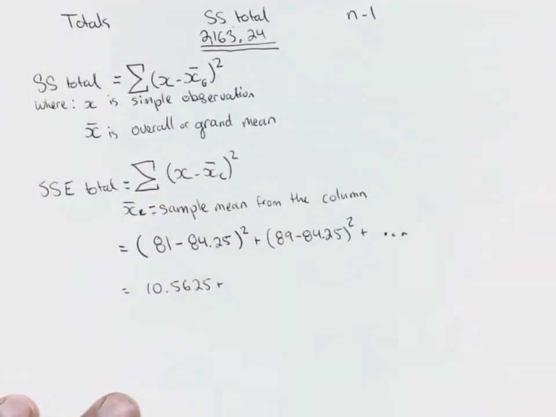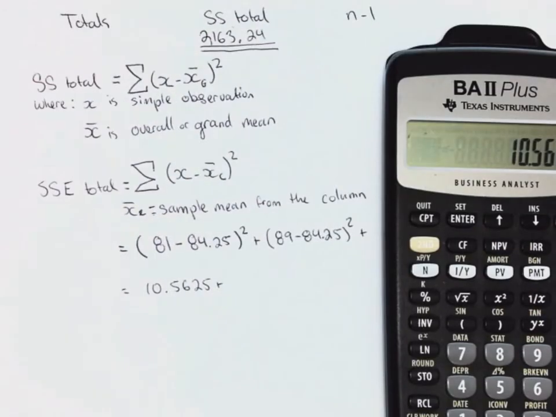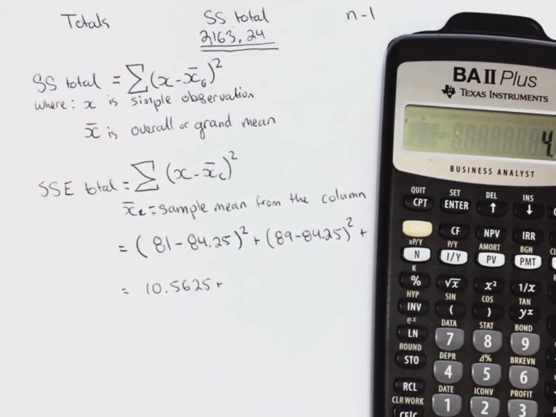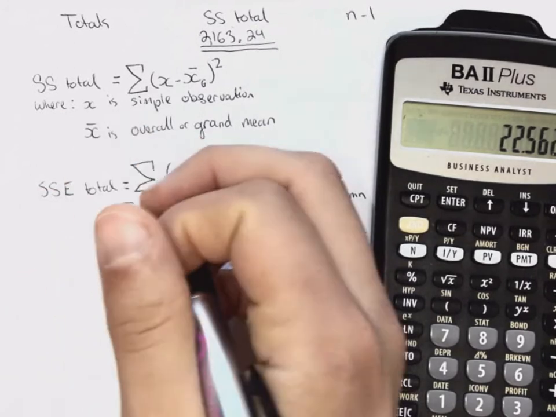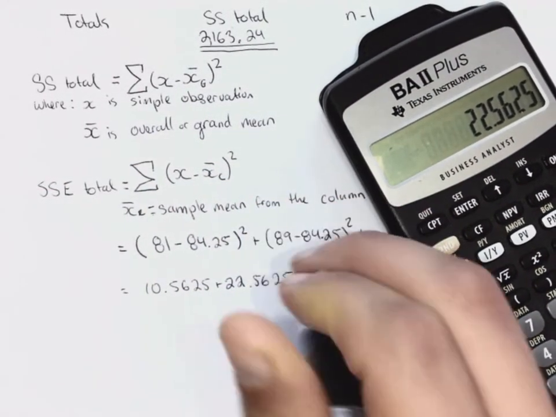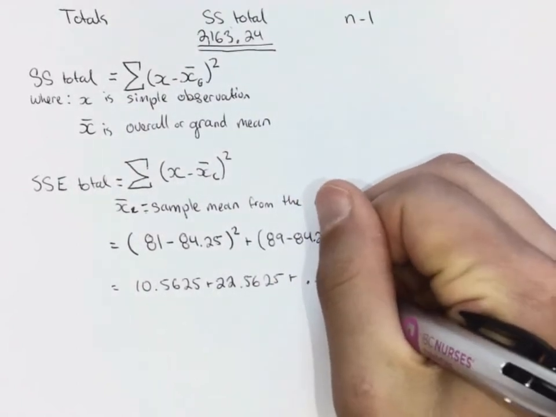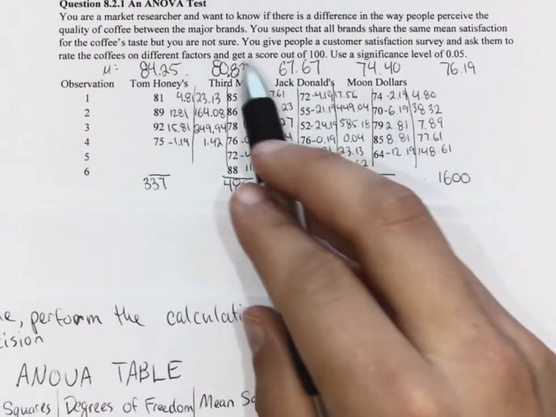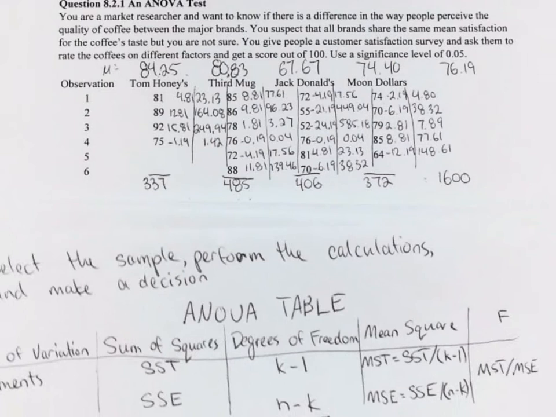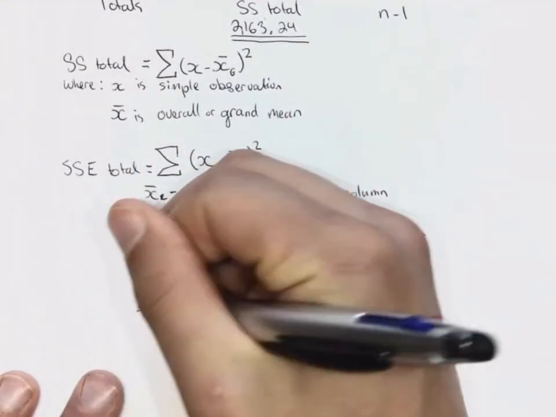10.5625 plus here our second observation, right? Our second observation, 89 less 84.25, 4.75, we square it, 22.5625 plus, and we would do that for all of our observations here. And again, we're going to switch to whichever treatment mean applies. Again, I'm not going to do that for simplicity. I think you know how to do that basic math.